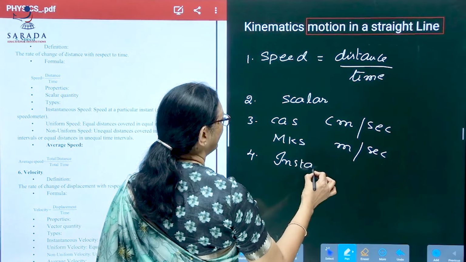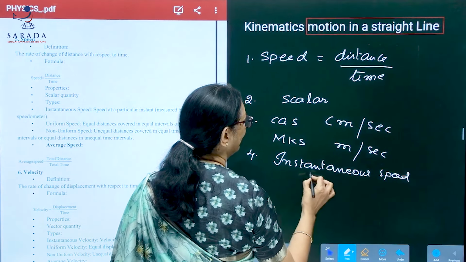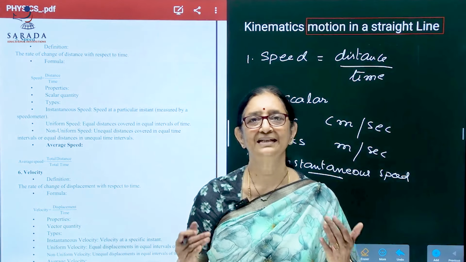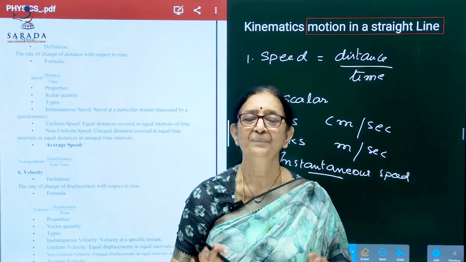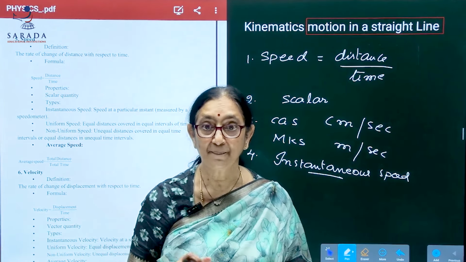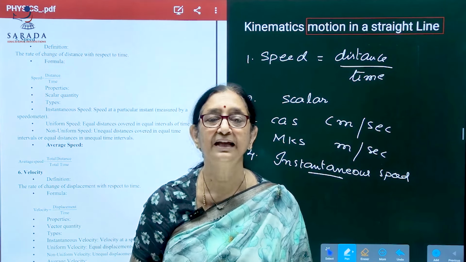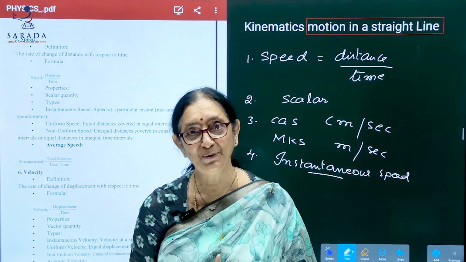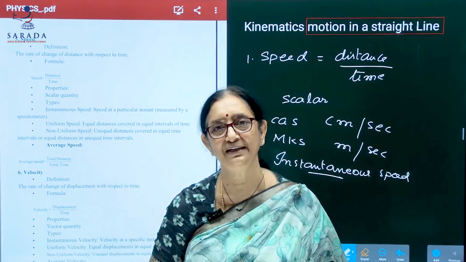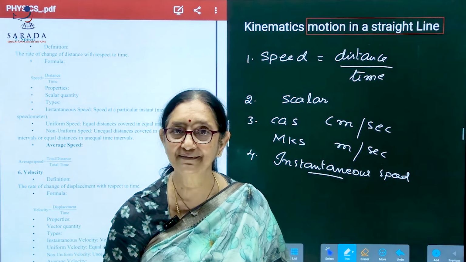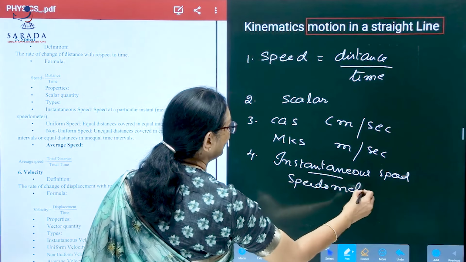Instantaneous speed. For the word instantaneous, you can guess what it is: the speed of a body at a particular instant of time. See here, suppose you are moving in a car. If you want to know the speed of the car at that particular instant, where do you look? Yes, you look at the speedometer. So, speedometer reading gives instantaneous speed.